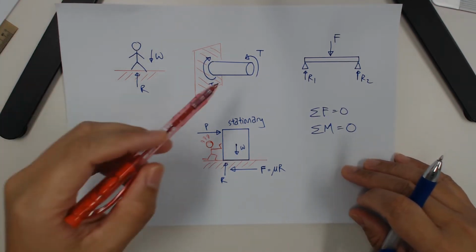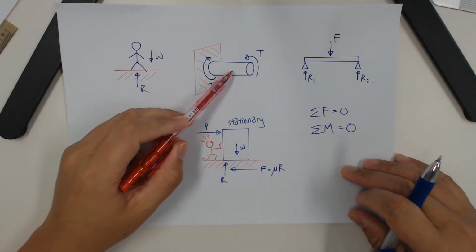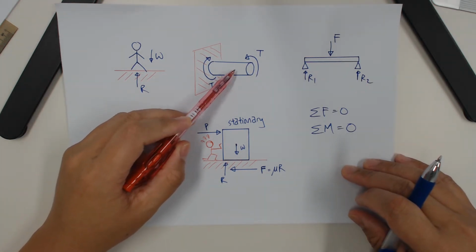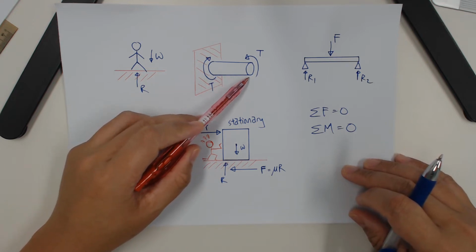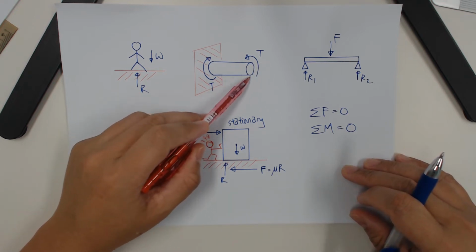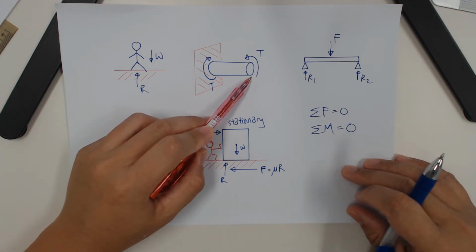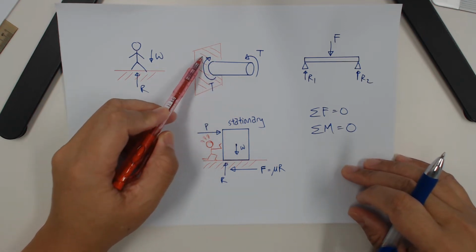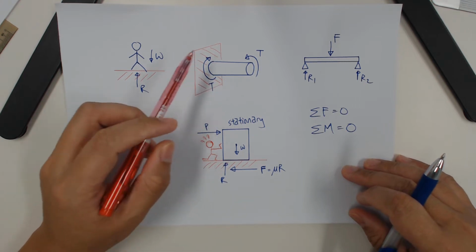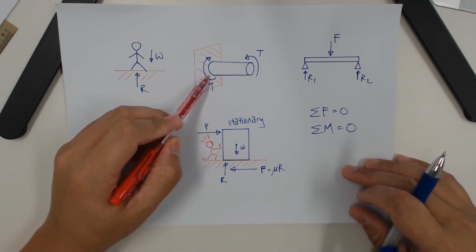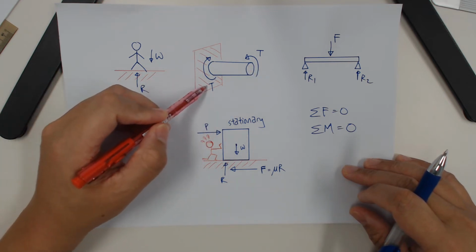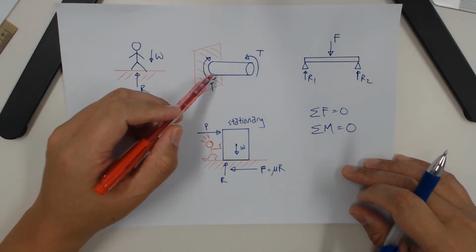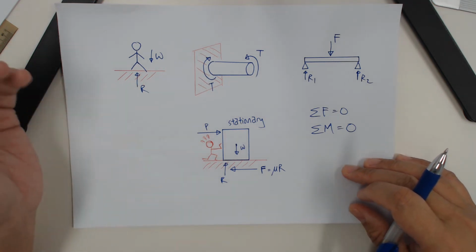For the second case, the object is the shaft. You are the shaft. What forces are you experiencing? If I add a torque, a twisting force, at one end, the wall will give you a reaction torque at the other end. This torque will balance out with the reaction torque. So this is also static equilibrium because it's not moving anywhere.